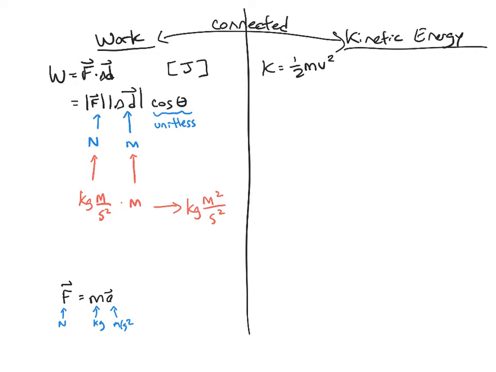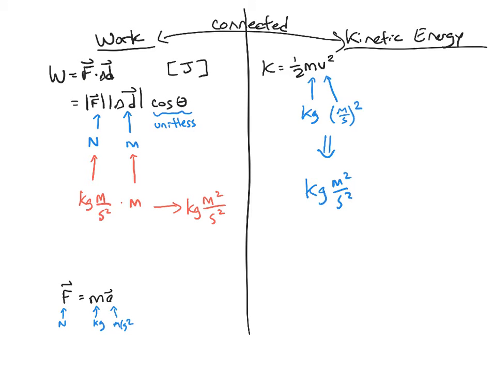Now I'm going to go over to kinetic energy. So kinetic energy is half times mass times speed squared. The 1/2 does not have any units to it. It's just a half. So here's mass. Mass is measured in kilograms. And now this is speed squared. Speed is measured in meters per second, and it's getting squared. So we have kilograms, meters squared over seconds squared. It's the exact same as what I have in red on the left side.